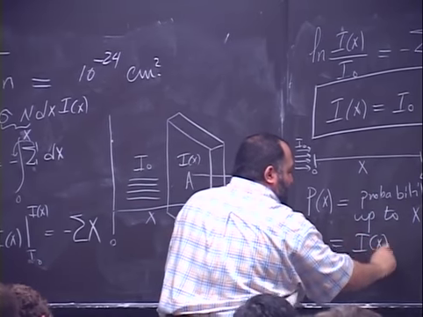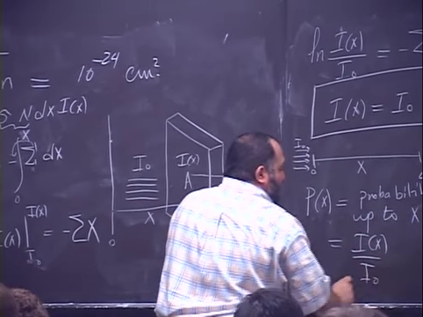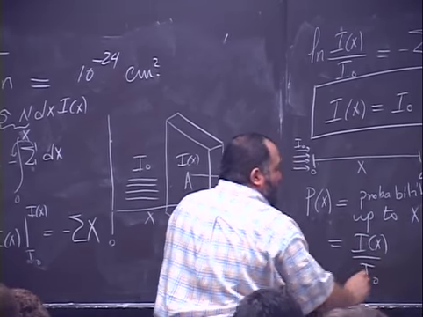I of x divided by what? I naught, and this is what here? E to the power of minus sigma x. Did you understand this? If you have any question, let me know.